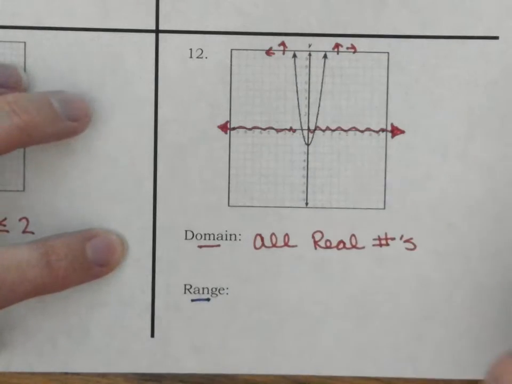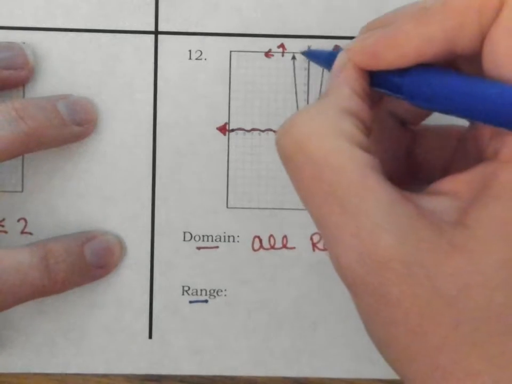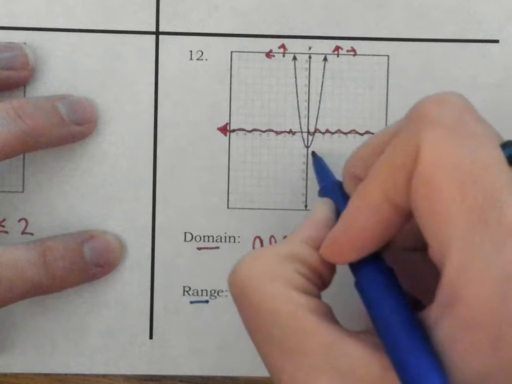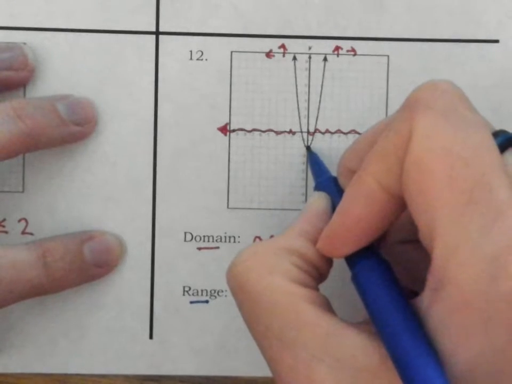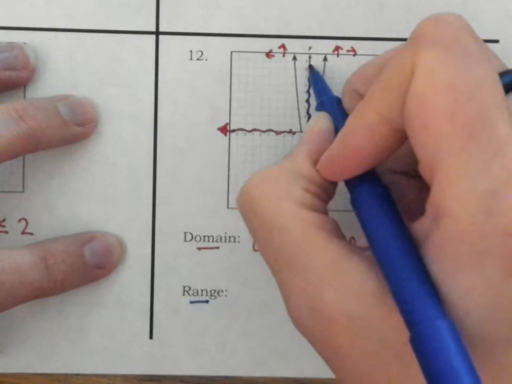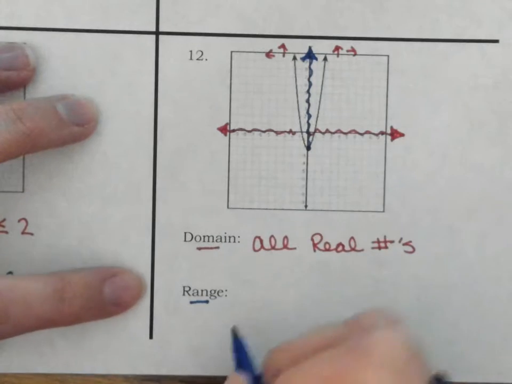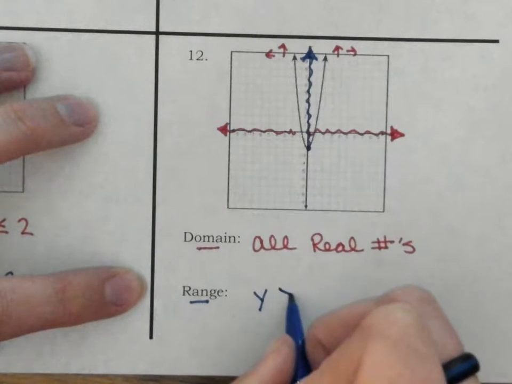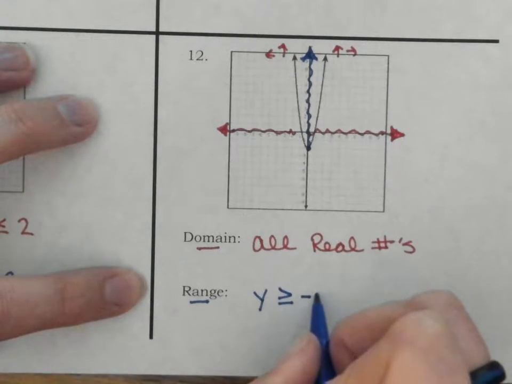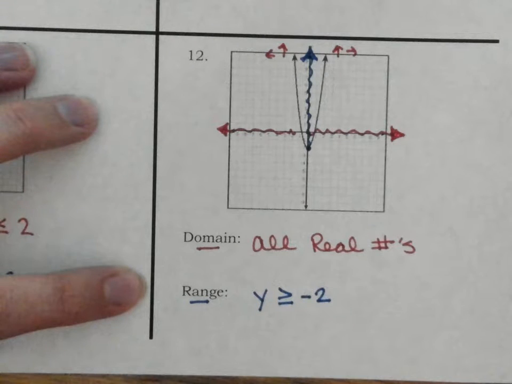And my range is going up forever, but it does have a starting point. It starts down here at -2 and goes up forever. So my range is y is greater than or equal to -2.